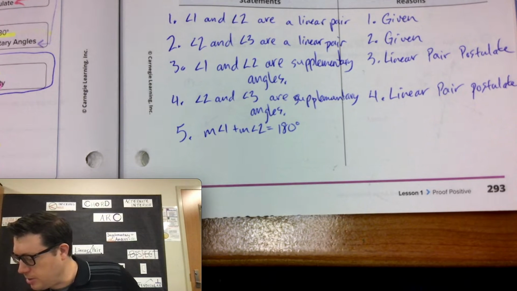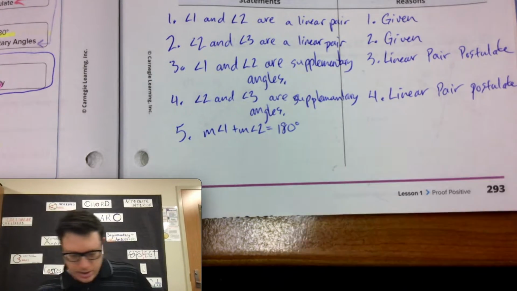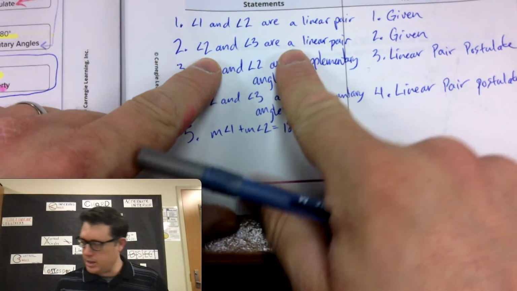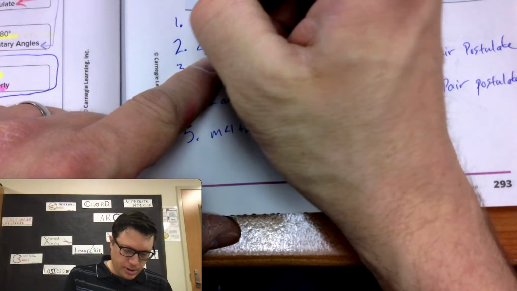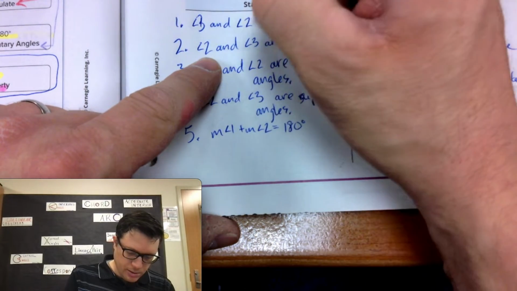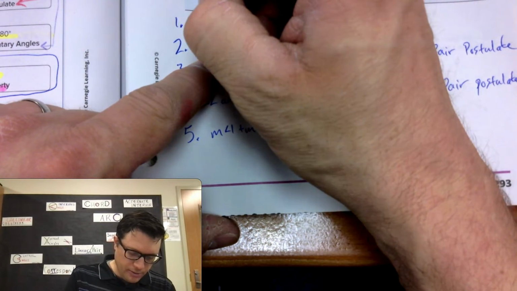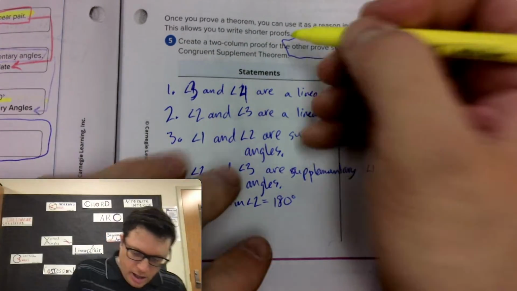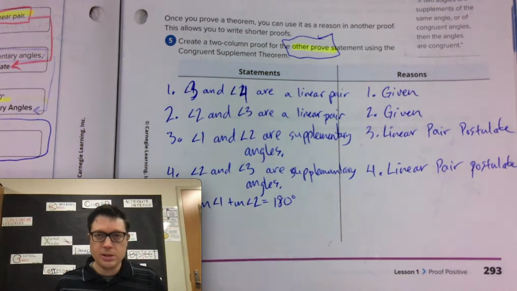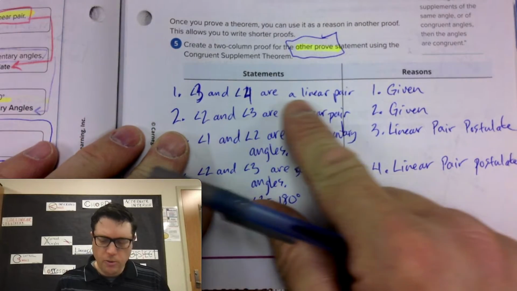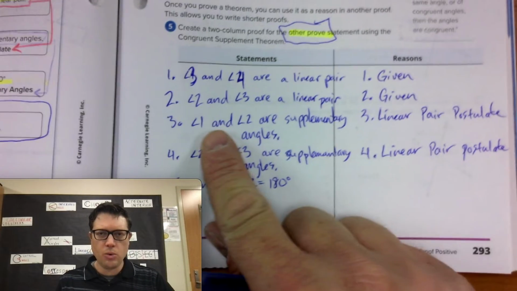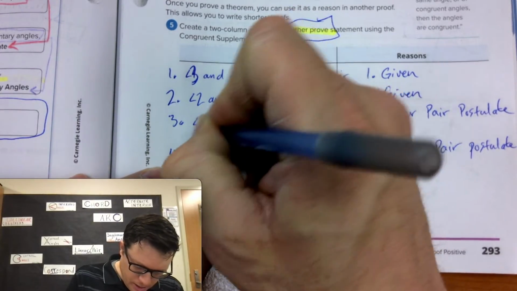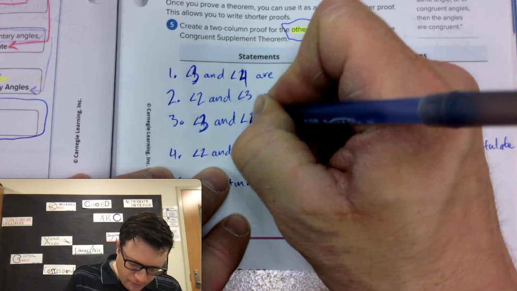Should I flip? I just need to flip it. Okay, so what I'm flipping is that it is 2 and 3. I've got that. So it's not 2 and 3, it's 3 and 4 here, because I forgot the other proof statement. So angle 3 and angle 4 are a linear pair. So this one needs to become 3 and 4.